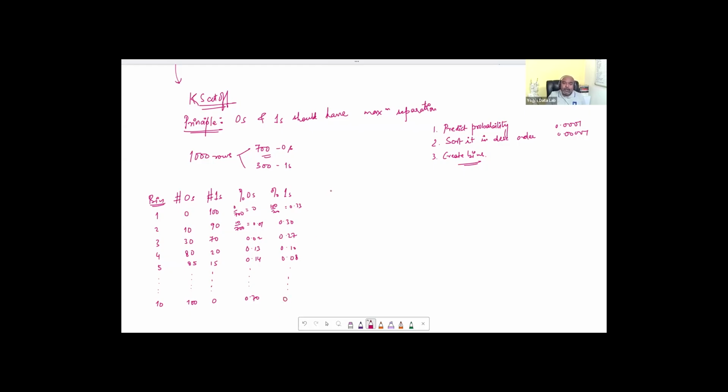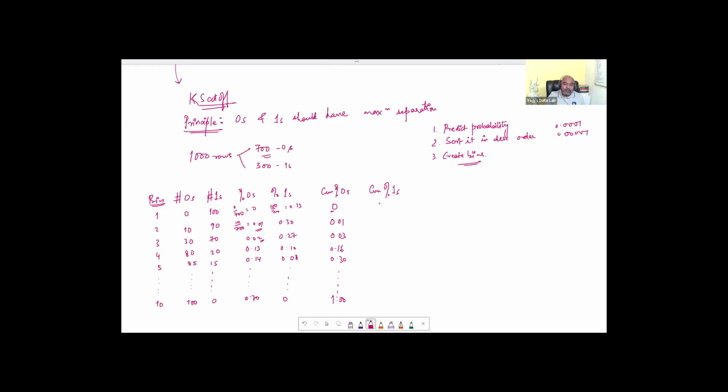Now I'll calculate the cumulative percentage of zeros and the cumulative percentage of ones. So this is 0. So the first term is 0. So you'll get 0. Then 0 plus 0.01 is 0.01. 0.01 plus 0.02 is 0.03. Then you have 0.16. Then you have 0.30. And likewise, it will go here and it will become 100% because it is cumulative percentage.